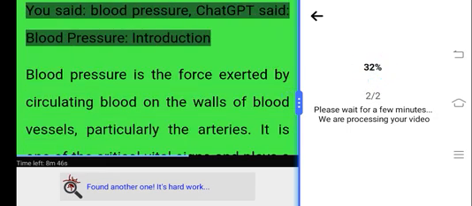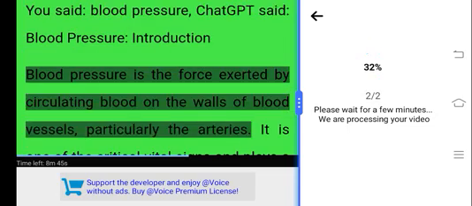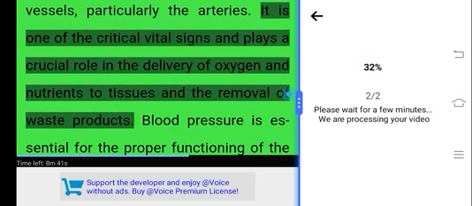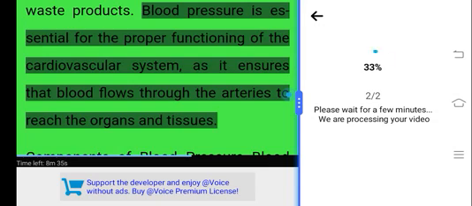Blood pressure. Introduction. Blood pressure is the force exerted by circulating blood on the walls of blood vessels, particularly the arteries. It is one of the critical vital signs and plays a crucial role in the delivery of oxygen and nutrients to tissues and the removal of waste products. Blood pressure is essential for the proper functioning of the cardiovascular system, as it ensures that blood flows through the arteries to reach the organs and tissues.